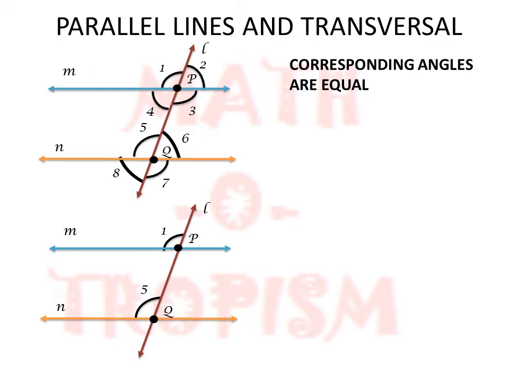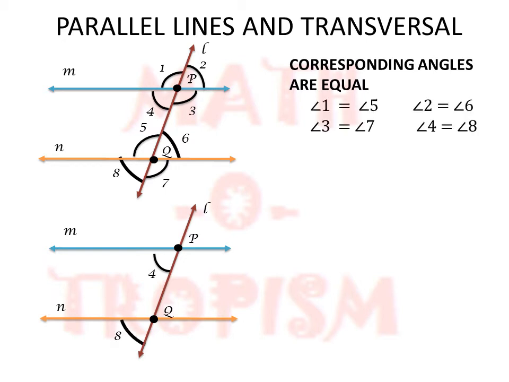Similarly, to the right of the transversal and above the lines, so angle 2 and 6. Similarly, to the right of the transversal below the lines, so angle 3 and angle 7, and similarly to the left of the transversal and below the lines M and N, so it is 4 and 8. So all these pairs are equal. So angle 1 is equal to angle 5, angle 2 is equal to angle 6, angle 3 is equal to angle 7 and angle 4 is equal to angle 8.